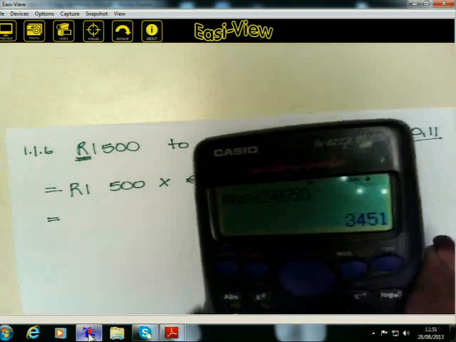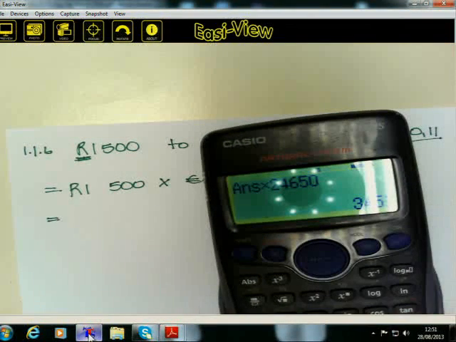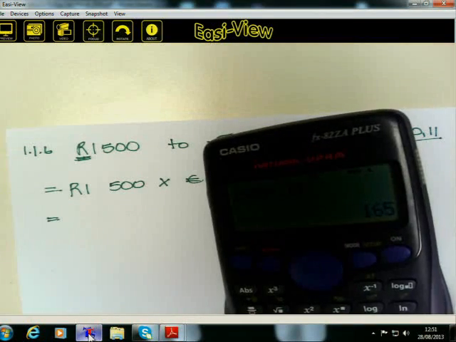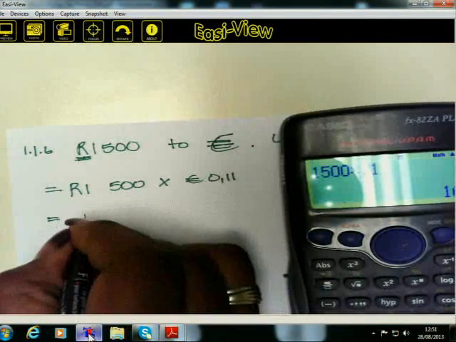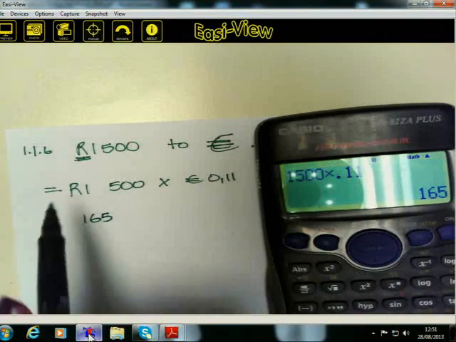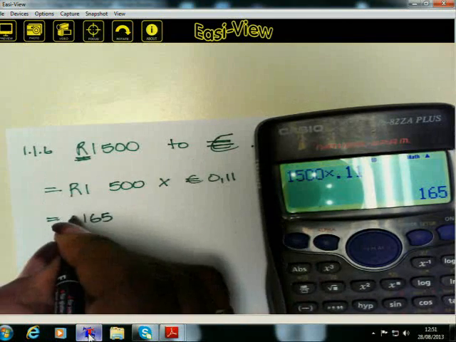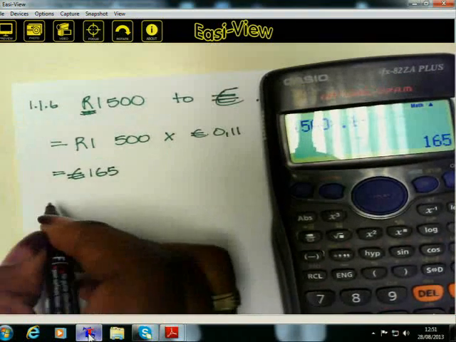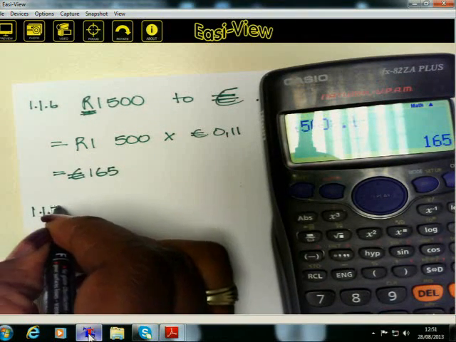If we go to our calculator, 1,500 rands multiplied by 0.11 gives us 165. Now, what is this 165? We were told, remember, to convert the rands to euros. So our answer is in euros. Remember to include your units every time. Let us go on to the next question.